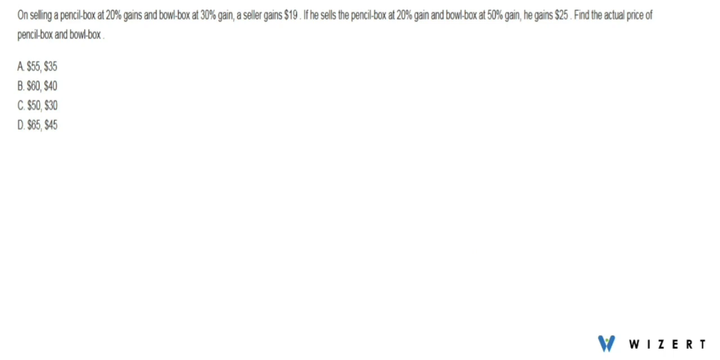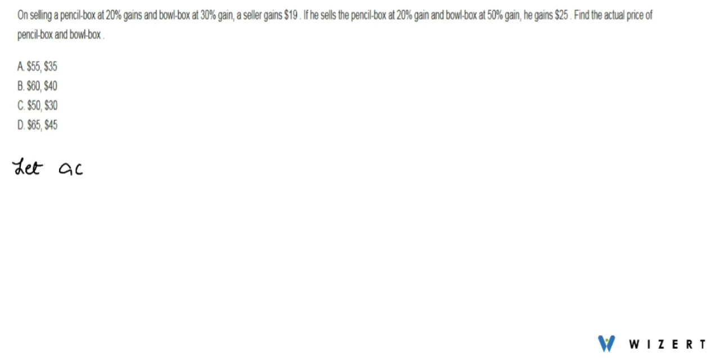On selling a pencil box at 20% gain and bowl box at 30% gain, a seller gains $19. If he sells the pencil box at 20% gain and bowl box at 50% gain, then he gains $25. Then find the actual price of pencil box and bowl box. We need to find out.